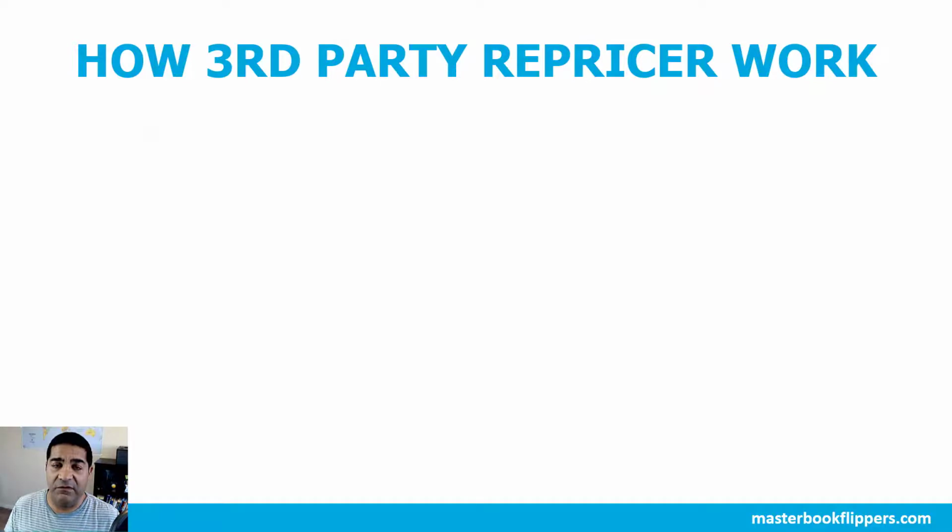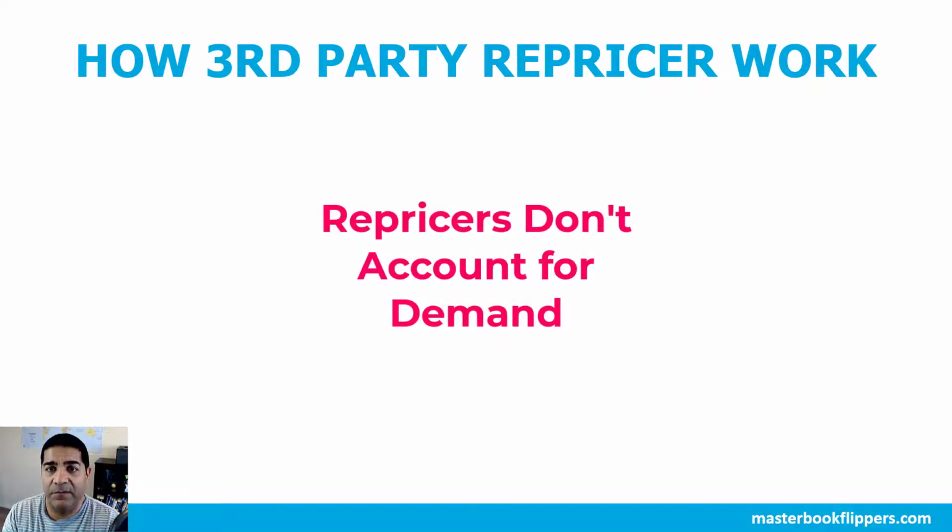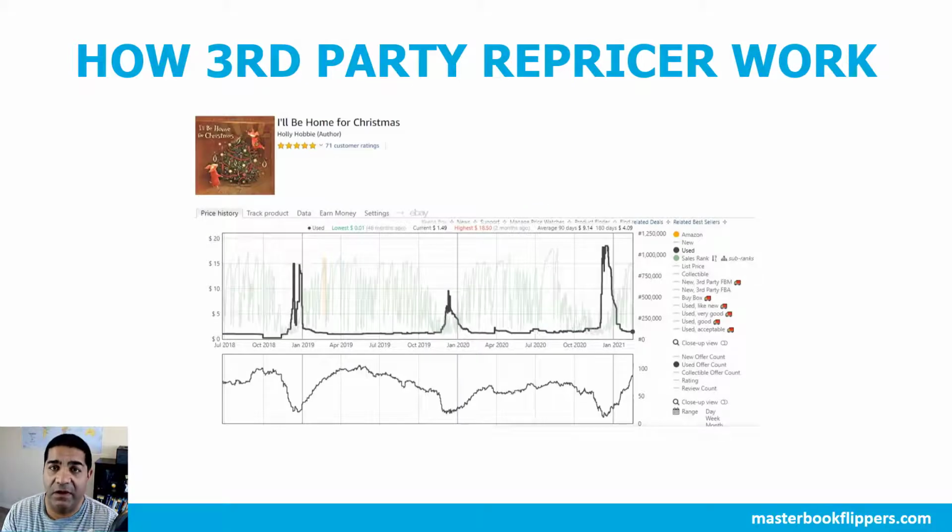But the other thing is, I don't know of any one of them that will account for demand, in what I think is the proper way to account for demand. Let me give you just a very quick example. Let's just say you're coming up on Christmas time, you have a Christmas book, you have a bunch of Christmas books, and you can obviously see by looking at the Keepa charts or just using your common sense that, hey, the demand of this book is going to increase quite a bit.